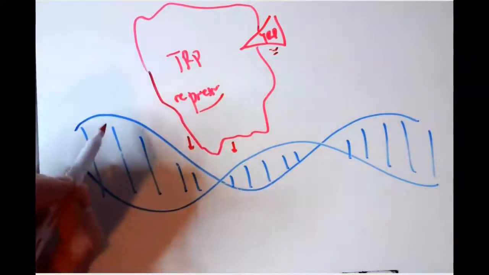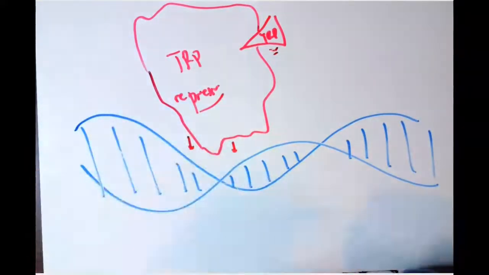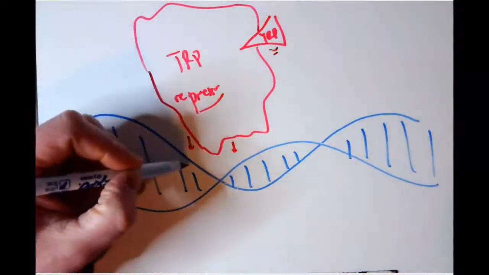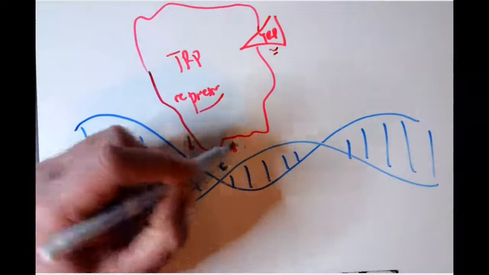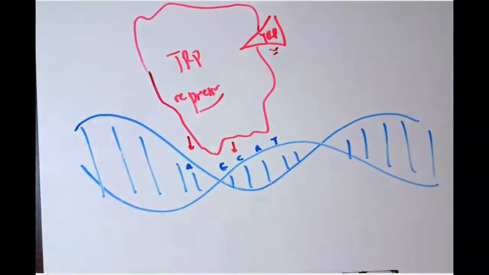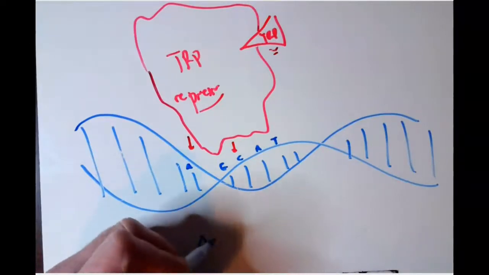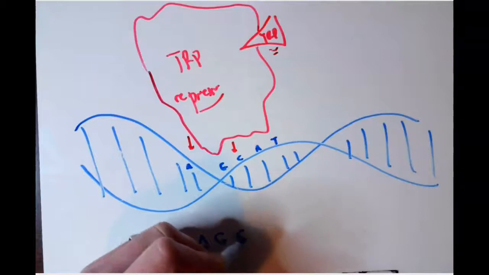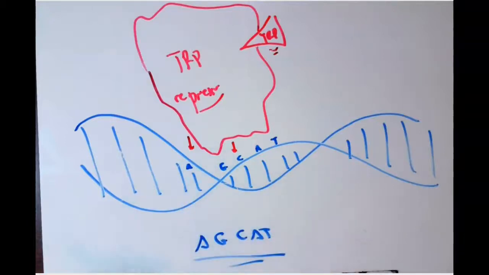So like many DNA binding proteins, the trp repressor binds to a specific sequence of DNA. So there might be an adenine right here, a guanine here, a cytosine here, an adenine here, and a thymine here. That would make the binding site or the recognition sequence of the trp repressor AGCAT. Now I'm just making that up as a hypothetical. The trp repressor binding site is known. I'm not going to use it here just because I don't want to take the trouble to look it up.